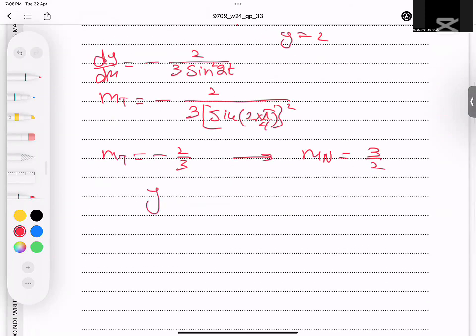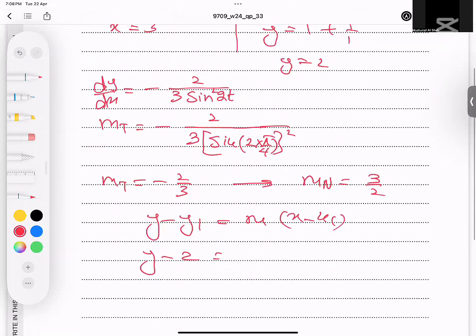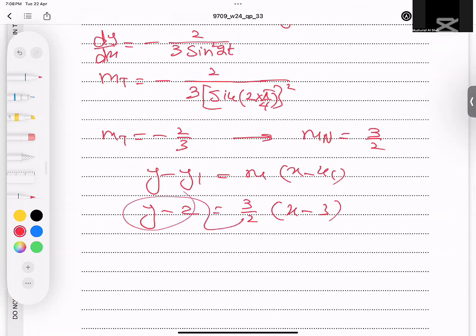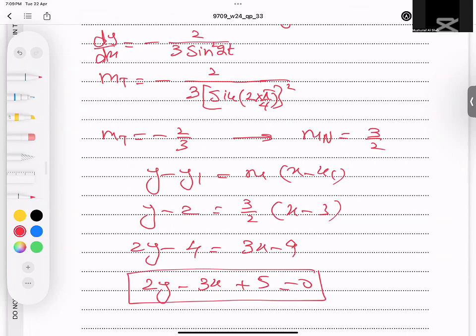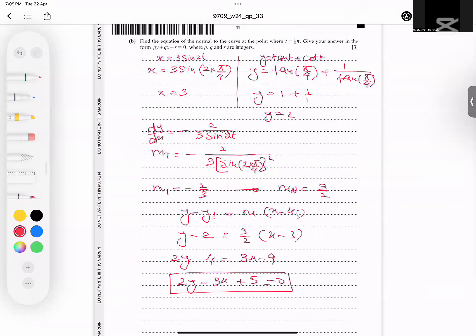And the formula of the normal: y minus y1 equals m times x minus x1. Replacing y1 by 2 and m by 3 by 2, and x1 is 3. So these two multiply on the left hand side, I got 2y minus 4 equals 3x minus 9, and basically we got this answer. And he was asking to convert in this form. So alhamdulillah, the concept is clear. And let's go for the next question.